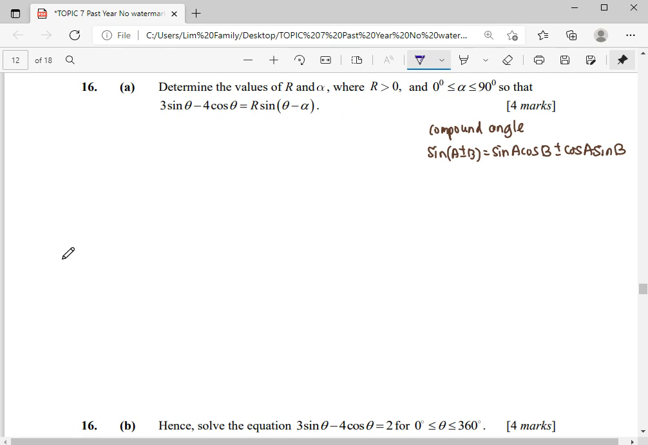So for question 16, we have to determine our value R and alpha, where R greater than 0 means R only accepts positive values, and alpha is a first quadrant angle between 0 and 90, so that 3 sine theta minus 4 cos theta can be expressed in the R sine compound angle form. So we have two trigonometry terms here, and we express them in a single term using the compound angle sine.